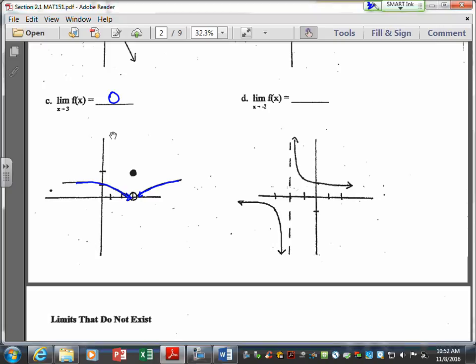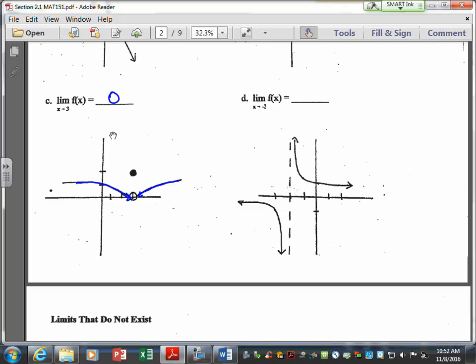All right. What is f of 3 though? The function evaluated at 3. 2. Yeah, so that's the difference. So we want to know that there's a distinct difference between the limit of a function as x approaches 3, where's that function approaching, versus what is the value of f of 3. Okay, good. All right, let's look at D.